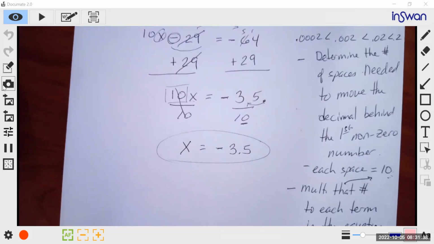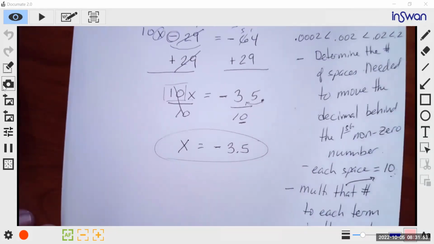Yes, because when you divide something, it makes it smaller. The further to the left the decimal, the smaller the number gets. And that's what I'm going to show you right now. I'm going to show you multiplication and division by tens and hundreds and thousands.